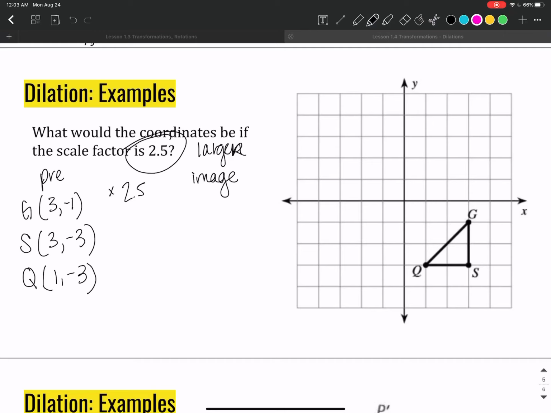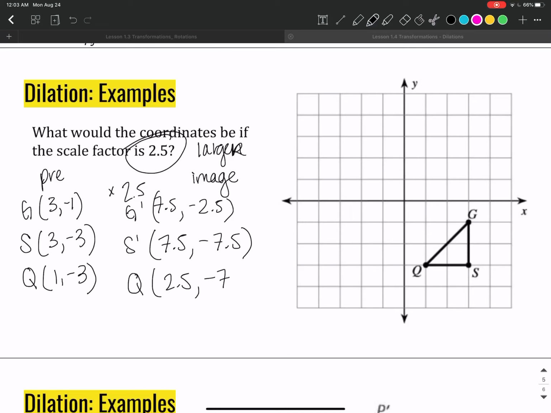And we need our image. So literally, you can take a calculator, and we just need to do our calculations. So 3 times 2.5 would be 7.5. And then -2.5. So it would be for G prime. For S prime, we would have the same thing, 7.5, comma, and then this one would be -7.5 as well. And then Q would be 2.5, and then -7.5.